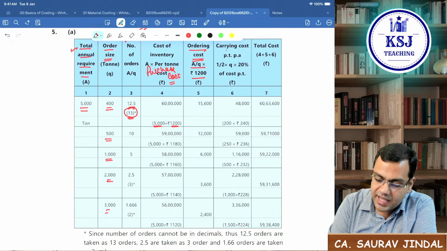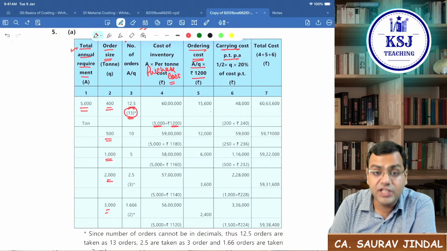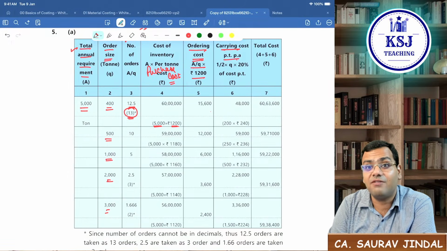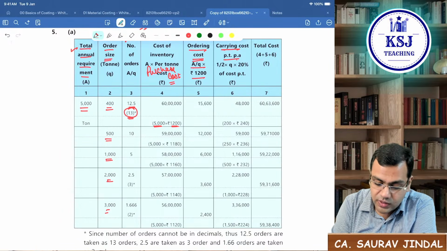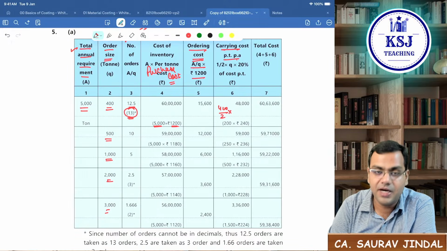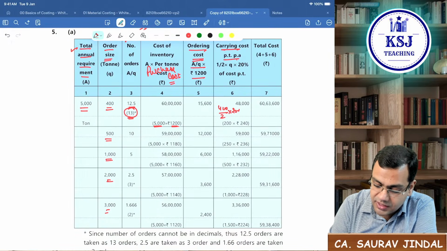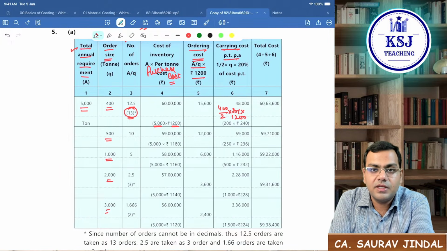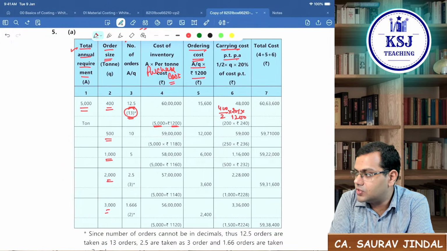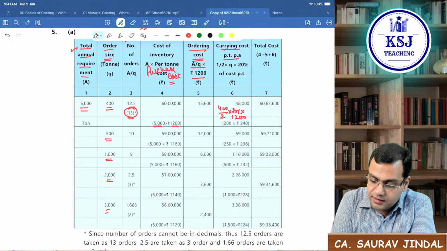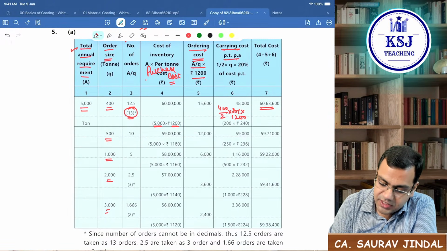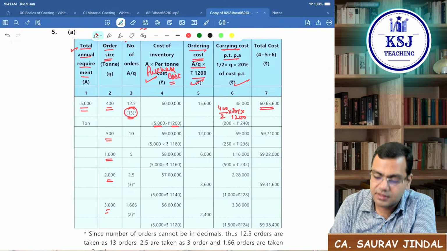Clear? Then carrying cost. Carrying cost will be average inventory. Now what is the average inventory? Means EOQ, or ordering quantity divided by 2. What is the ordering quantity here? 400 divided by 2 multiplied by carrying cost is what? 20% of what? Purchase price, that is 1,200. This will be your carrying cost. So be very careful while calculating the carrying cost. Right? So total cost will be what? Purchase cost plus ordering plus carrying cost.